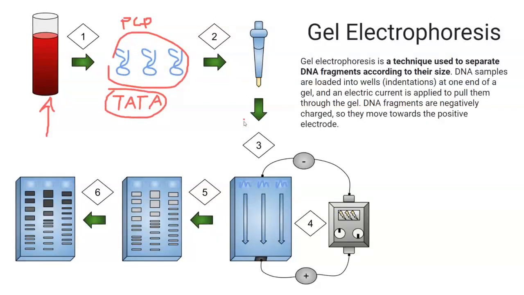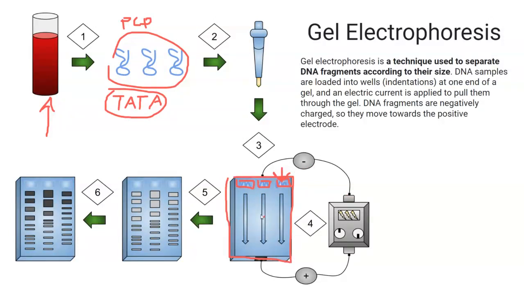But then we will take our DNA and we will load it into something called gel electrophoresis, which is literally a piece of gel. We have a piece of gel and it has these little cutouts at the top. We're going to load our DNA into these specific cutouts. And then we are going to pump electricity through it.